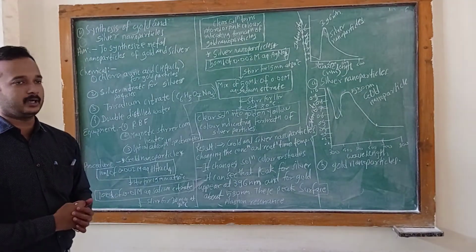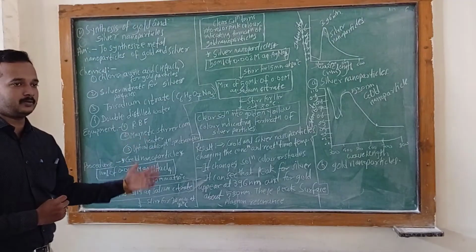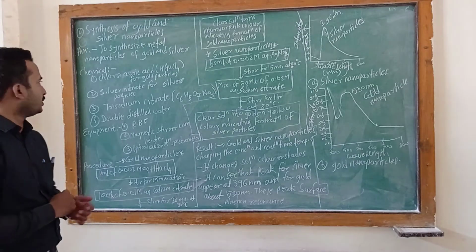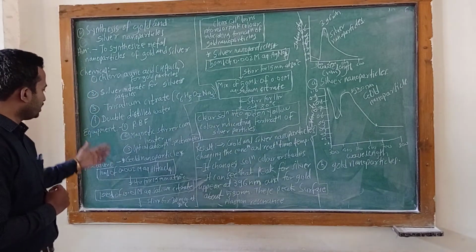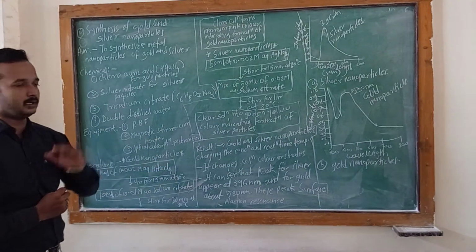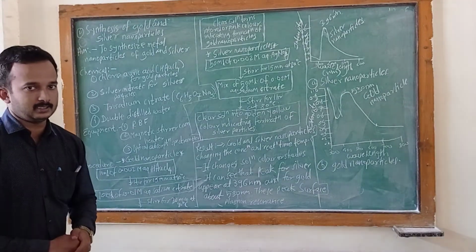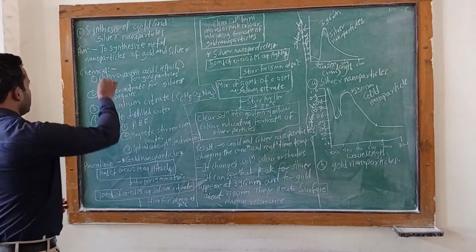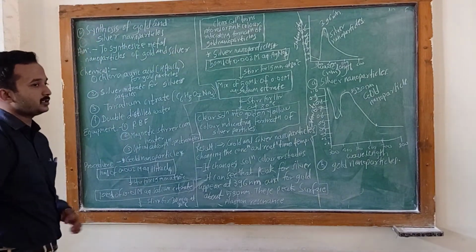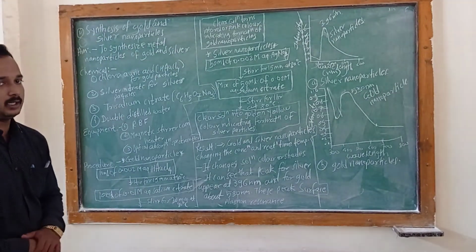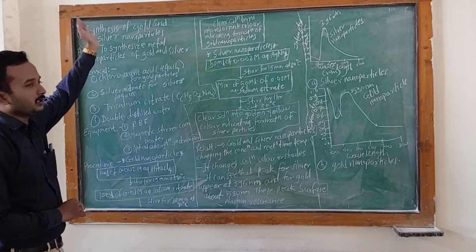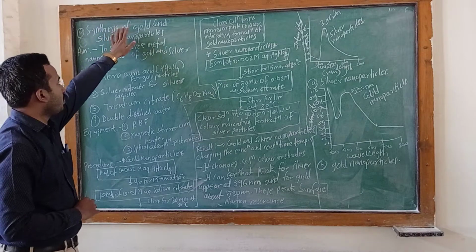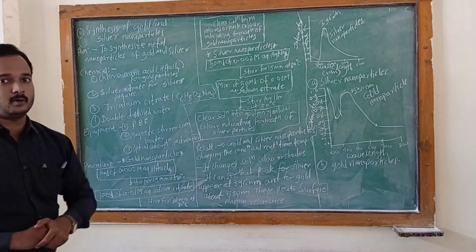In the last lecture we discussed the synthesis of cadmium sulfate nanomaterial: its aim, chemicals, equipment, procedure and result. Therefore, in this lecture we discuss the second synthesis, that of gold and silver nanoparticles. This is the second nanomaterial.